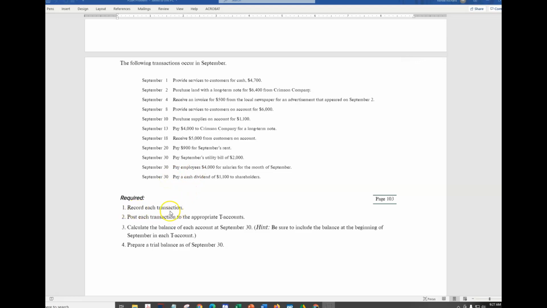We're asked to record each transaction, so we analyze and journalize. We're asked to post each transaction to the T accounts, and then calculate the balance of each account at September 30th. And there's that hint. Be sure to include the balance at the beginning of September in each T account. And then trial balance. So we analyze, journalize, post, and create a trial balance. That's the accounting cycle. We'll finish the accounting cycle in the next chapter, but for now, it's analyze, journalize, post.